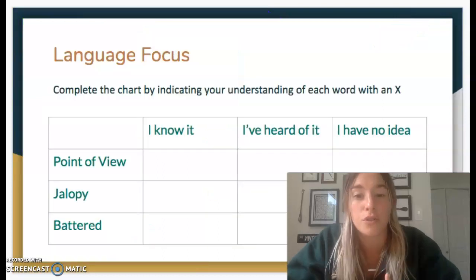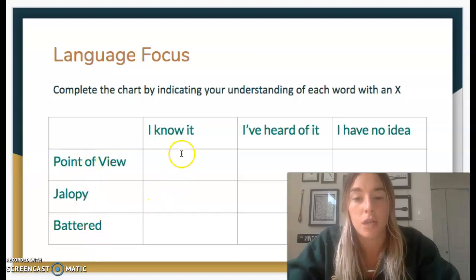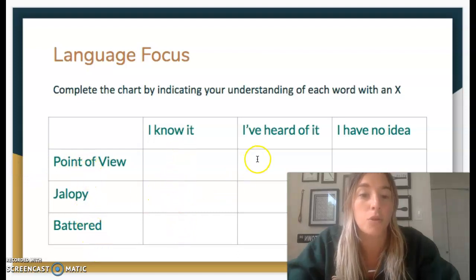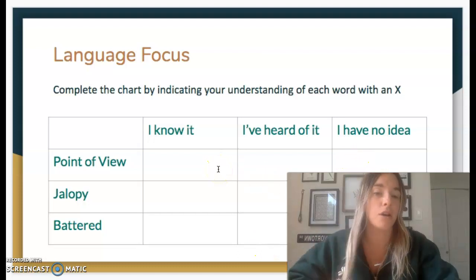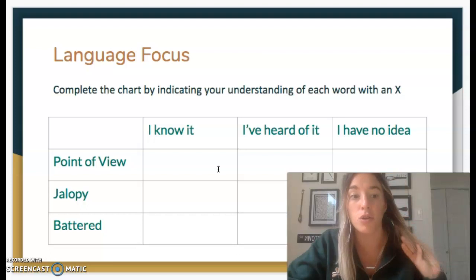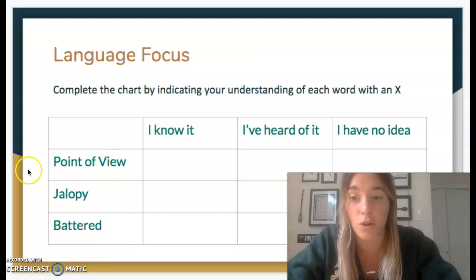All right, so first, language focus. This is something that you've done already in the past, so I'm not going to go over it in depth, but for these three terms, you need to indicate whether you know the term, you've heard of the term, or you have no idea what the term means. So it's kind of giving yourself an indication as to how well you know some of the vocabulary terms that we're going to be talking about today.